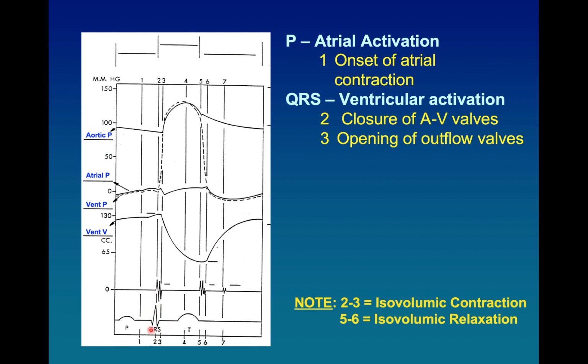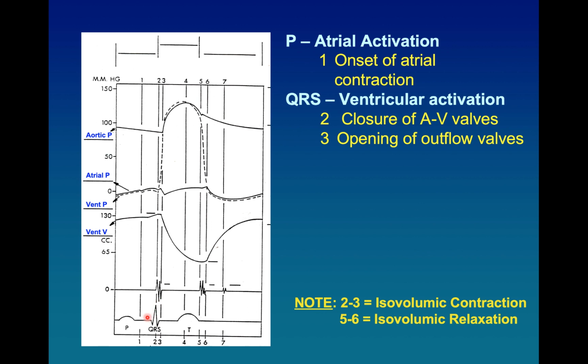So for the QRS wave, we're going to go up and match it up with a few different things. The first thing I want to match it up with is ventricular pressure. During a QRS wave, when the ventricles are contracting, what can you expect the ventricular pressure to do? Is pressure going to go up in the ventricles or down in the ventricles when the ventricles contract?